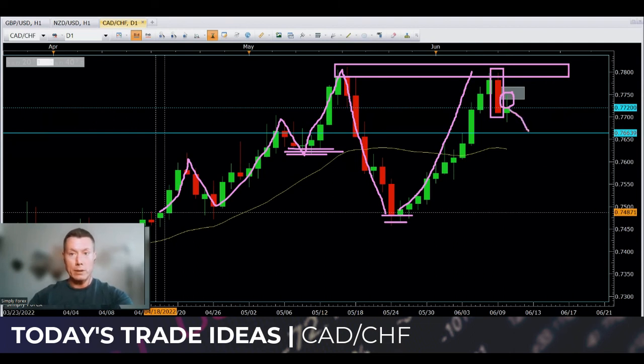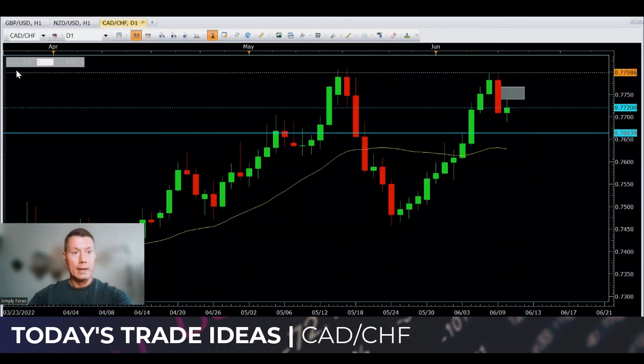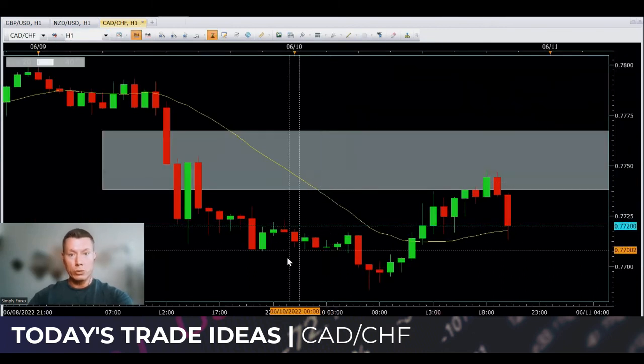Okay, so we're just trying to take price back down to this blue line at 7663. And to be honest, guys, you could even leave some to run down to these last lows here. Okay, but yeah, looking to short this pair. Let's look at H1 for execution.